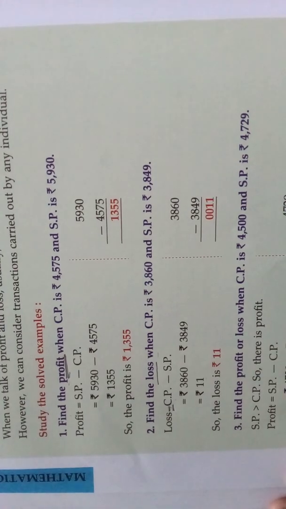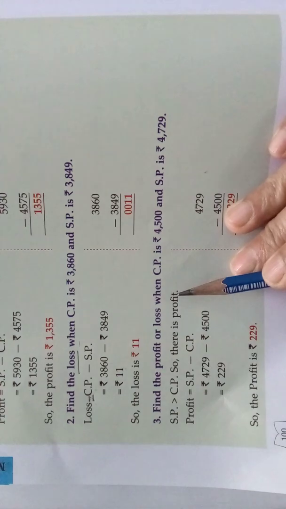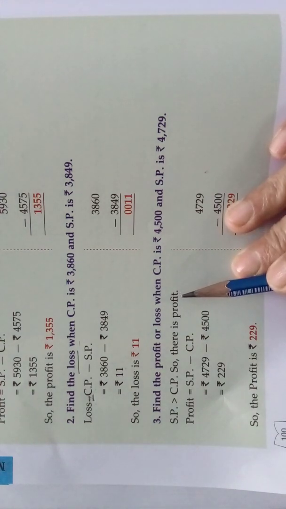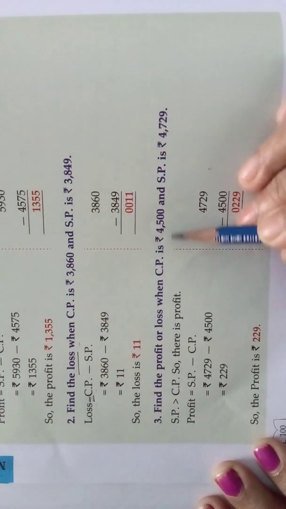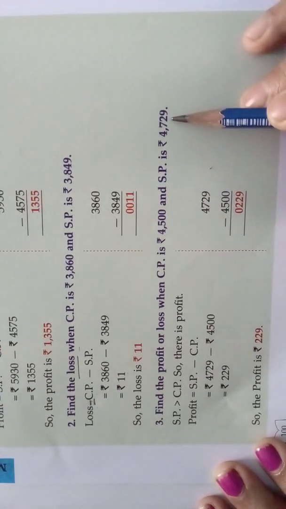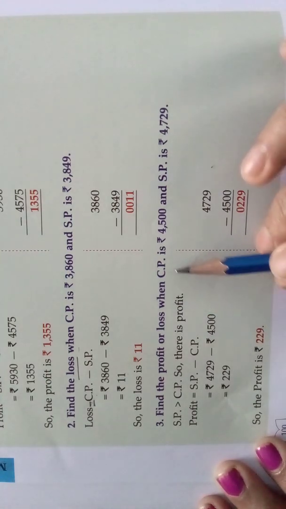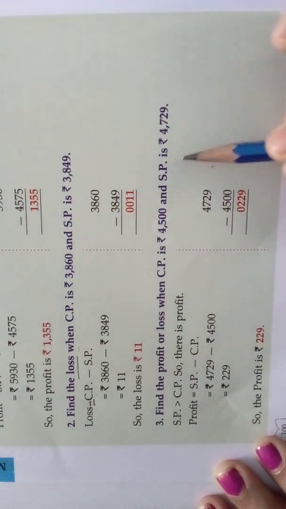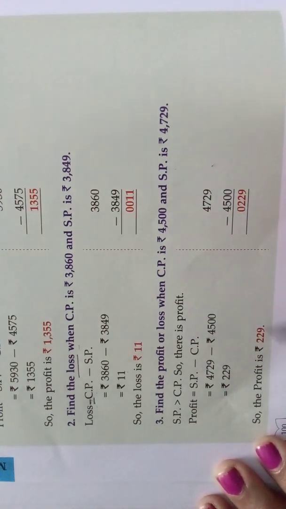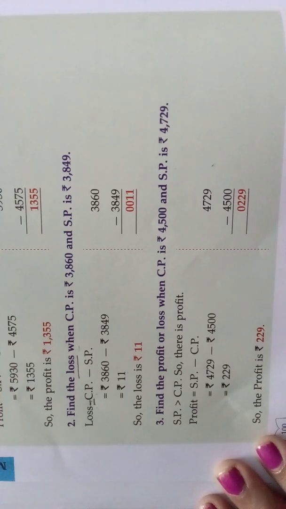Now, we will do the third example. Find the profit or loss. We should find whether it is a profit or loss when cost price is 4,500 and selling price is 4,729. First, we should observe, children, what is the cost price and what is the selling price. What is the cost price? 4,500. So, he purchased it for 4,500. Cost price is the purchasing price.